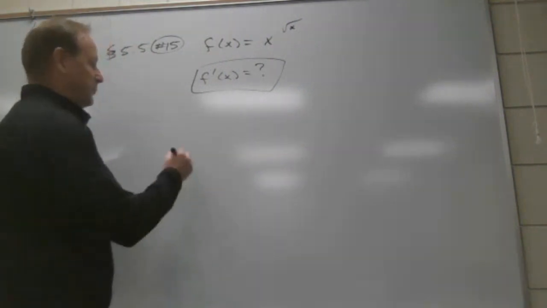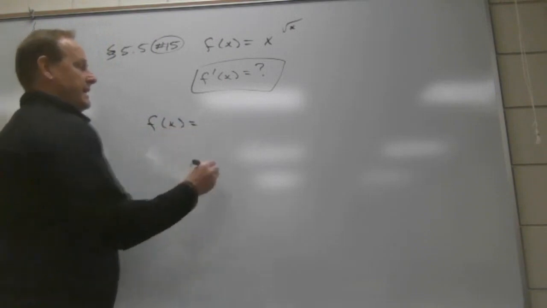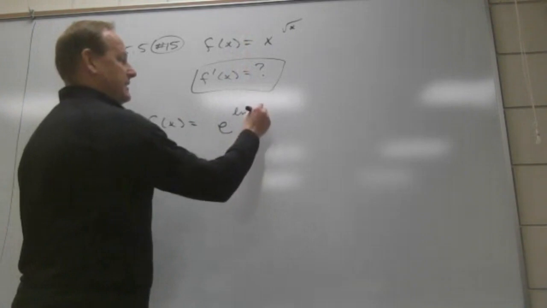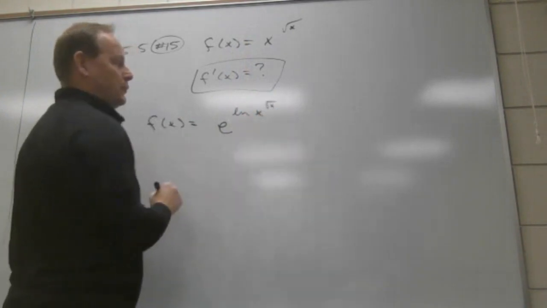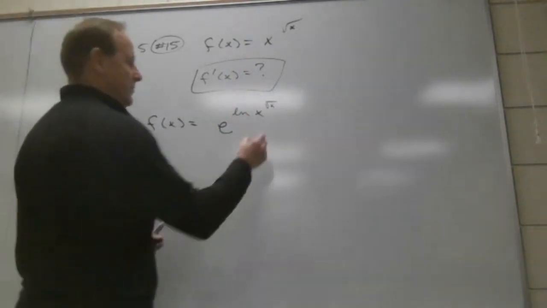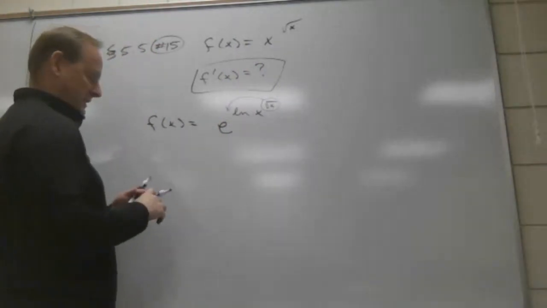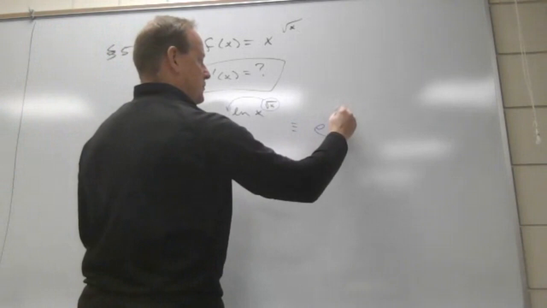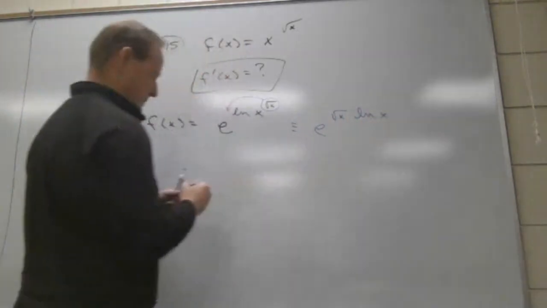So what we have to do is rewrite f of x. We can rewrite it as e to the natural log of that thing. So e to the natural log of x to the root x power, we can do that. And then I can drop that root x down in front. So this is equivalent to e to the square root of x times the natural log of x.